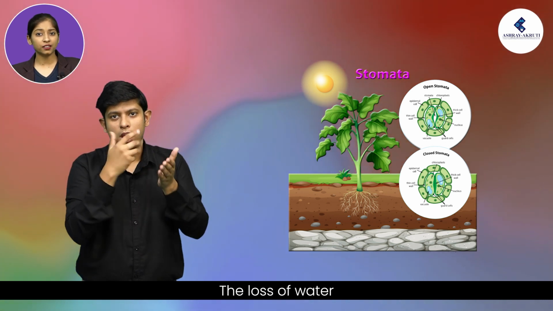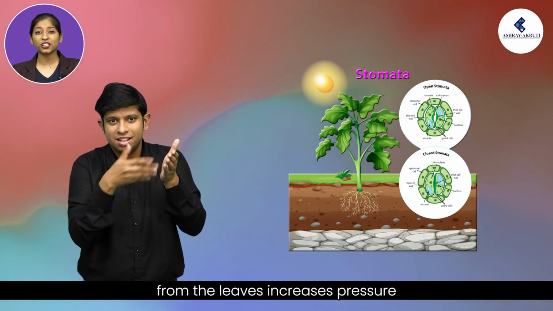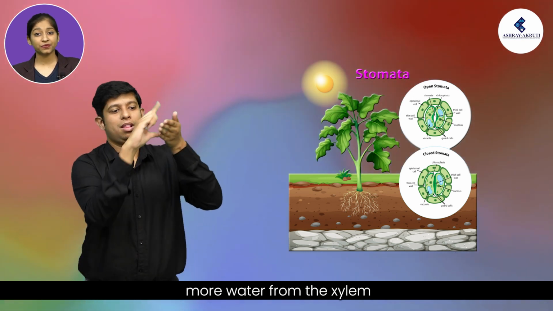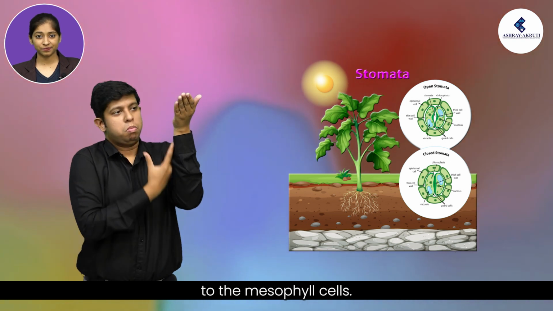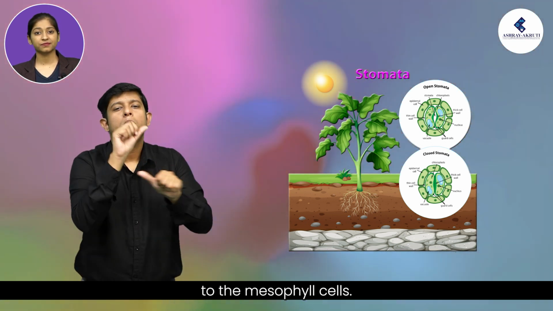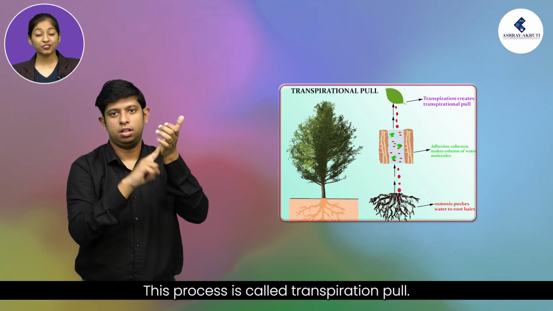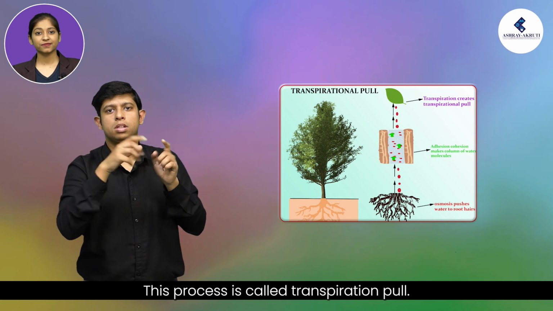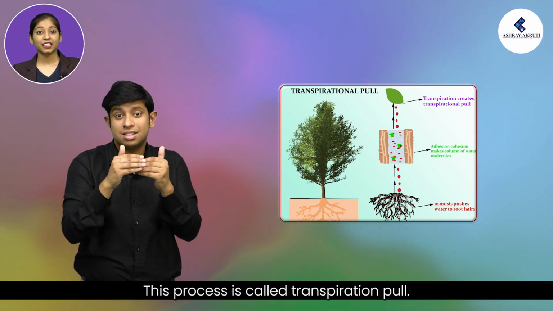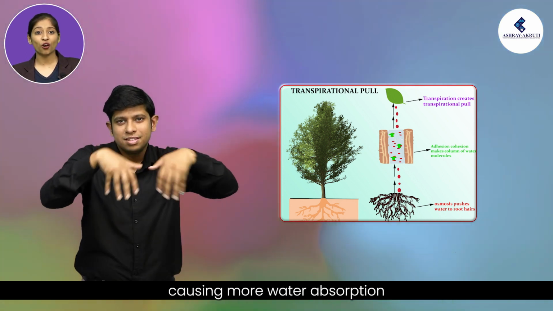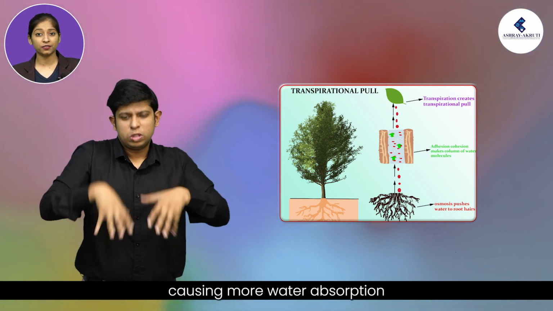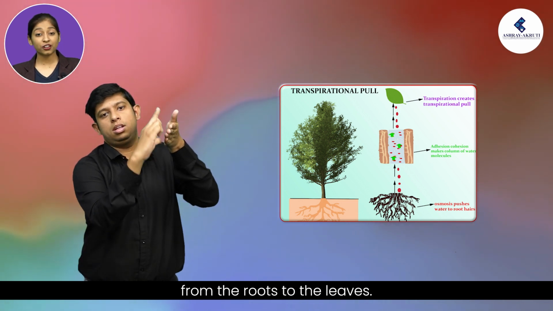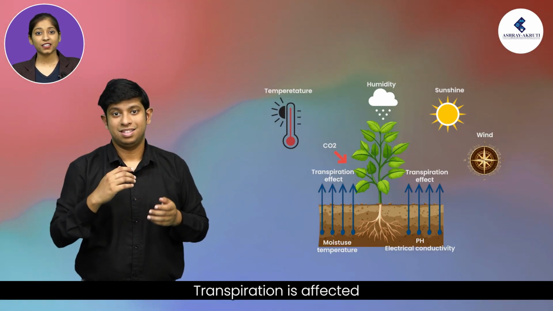The loss of water from the leaves increases pressure at the top, pulling more water from the xylem to the mesophyll cells. This process is called transpiration pull. This extends up to the roots, causing more water absorption from the soil for a continuous flow of water from the roots to the leaves.